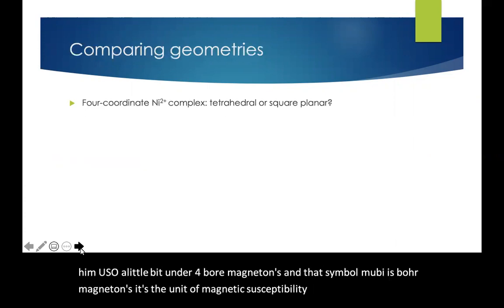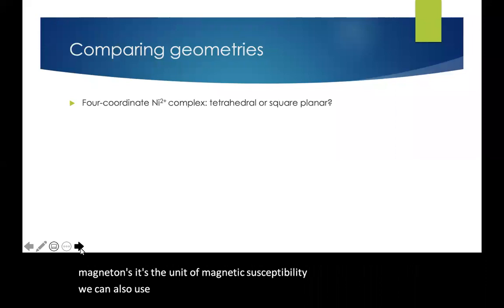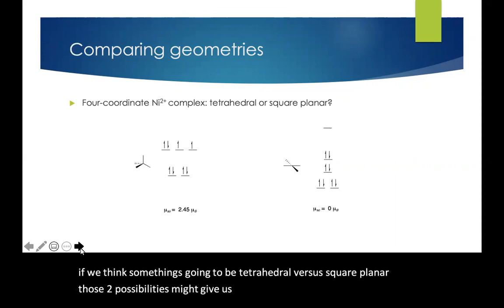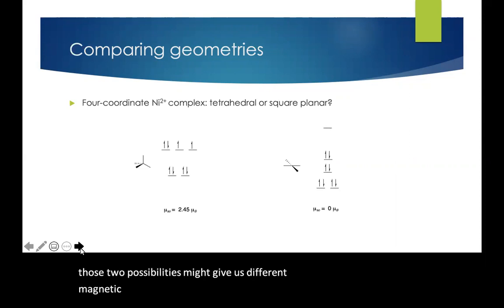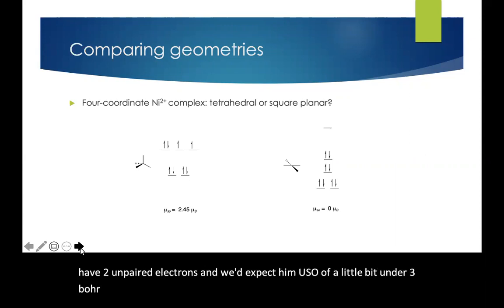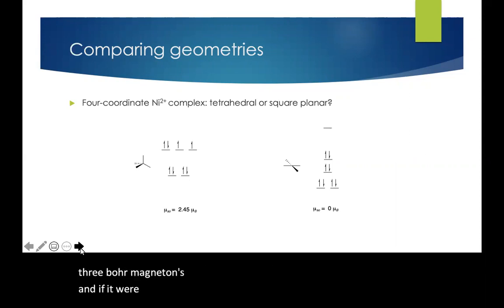We can also use these measurements to compare 2 different possible geometries. So for instance, if we think something's going to be tetrahedral versus square planar, those 2 possibilities might give us different magnetic susceptibilities. In the case of nickel 2+, if it's tetrahedral, we'd have 2 unpaired electrons and we'd expect a mu-SO of a little bit under 3 Bohr magnetons. And if it were square planar, we'd expect magnetic susceptibility of 0.